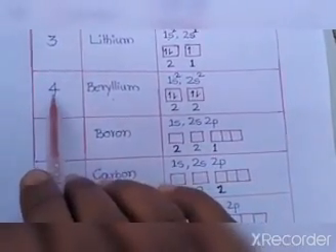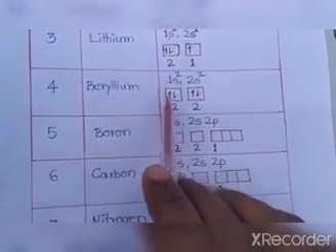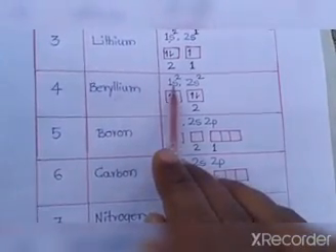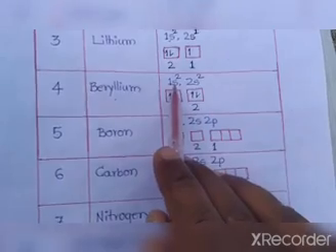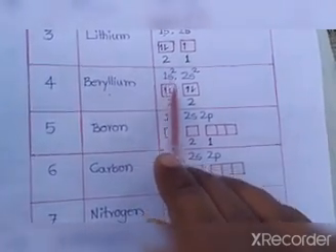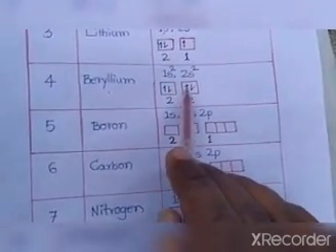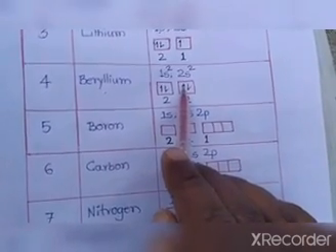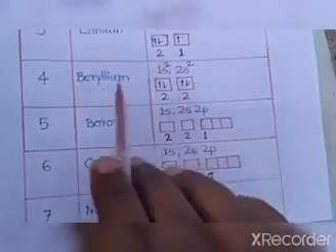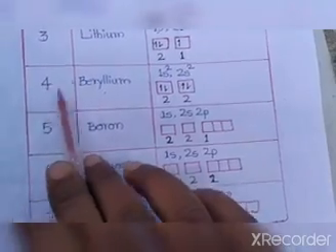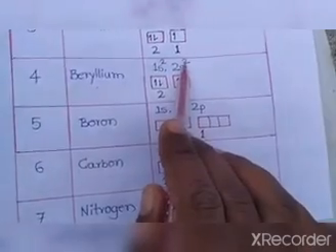Next, the fourth one is beryllium. Atomic number 4 means the number of electrons is also 4. Here also the first electron will fill the 1s orbital, and the second electron also fills 1s. After completely filling 1s, the third electron will move to 2s, and similarly the fourth electron also fills 2s. Therefore beryllium's atomic number is 4 and its electronic configuration is 1s2 2s2.